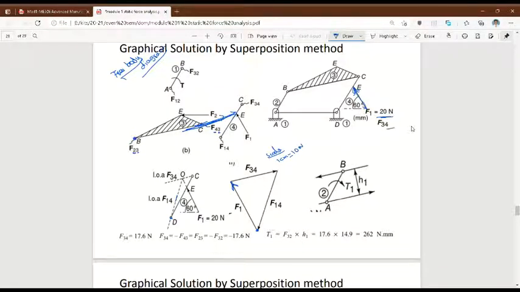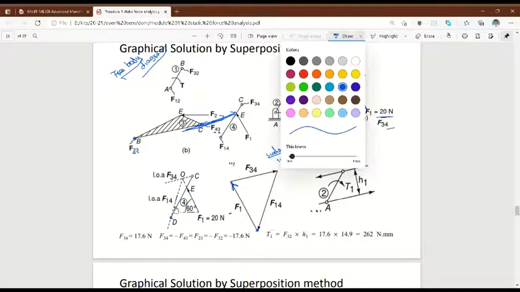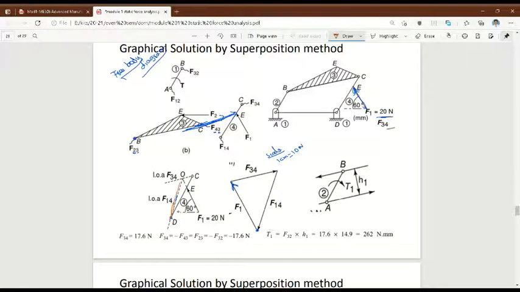So F1 has been drawn. Now we have to draw F34 and F14. So this is F14. I have to draw a parallel line for F14. I can draw F14 at this place. I can also draw F14 at this place. But if I draw F14 here, after that I have to draw F34.